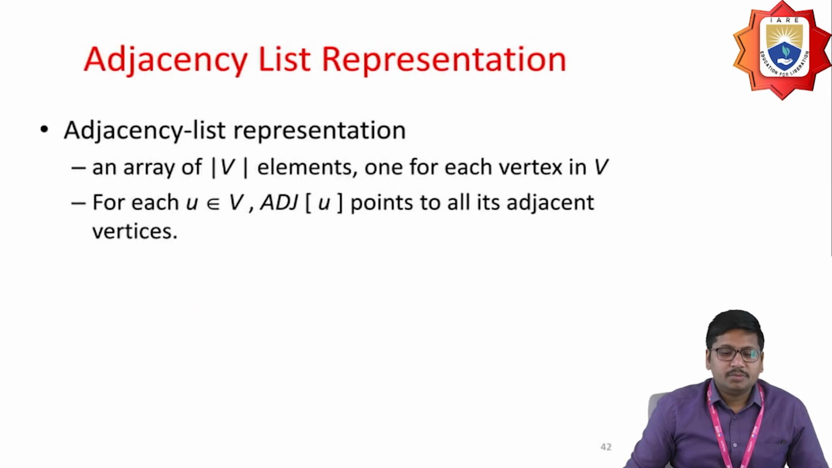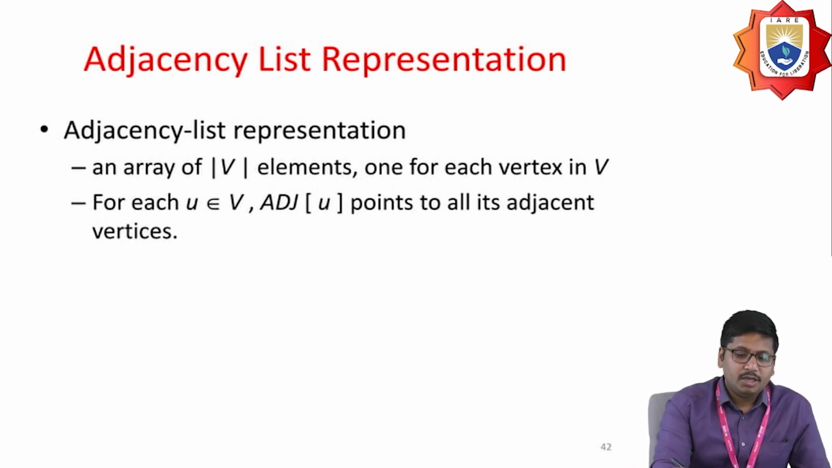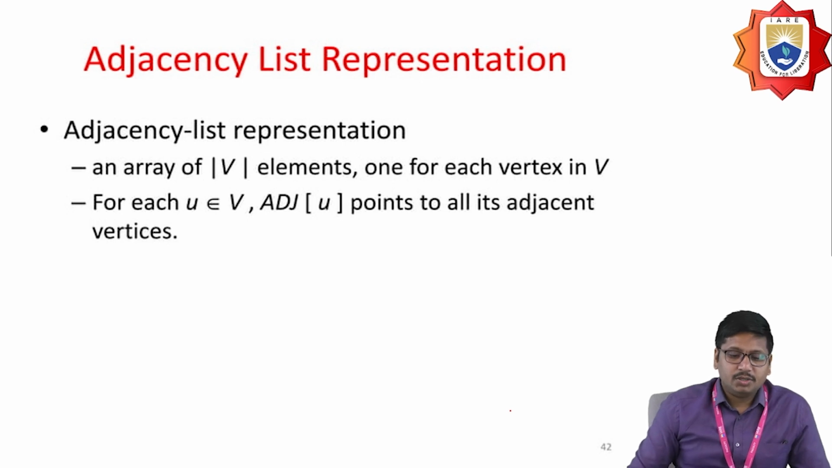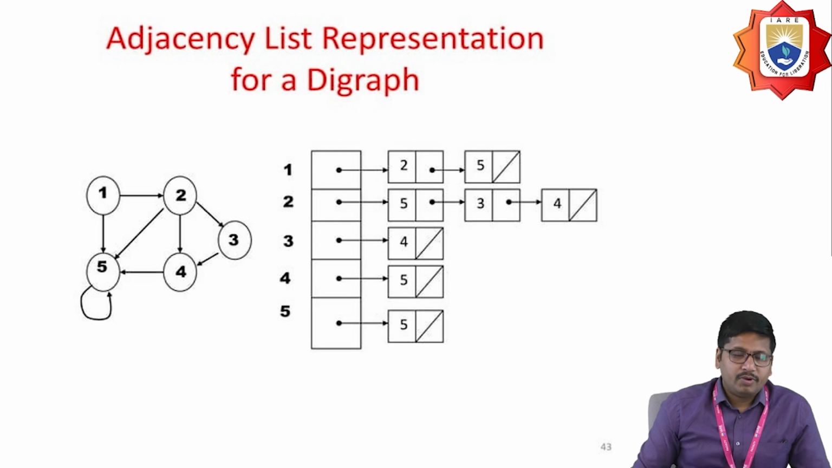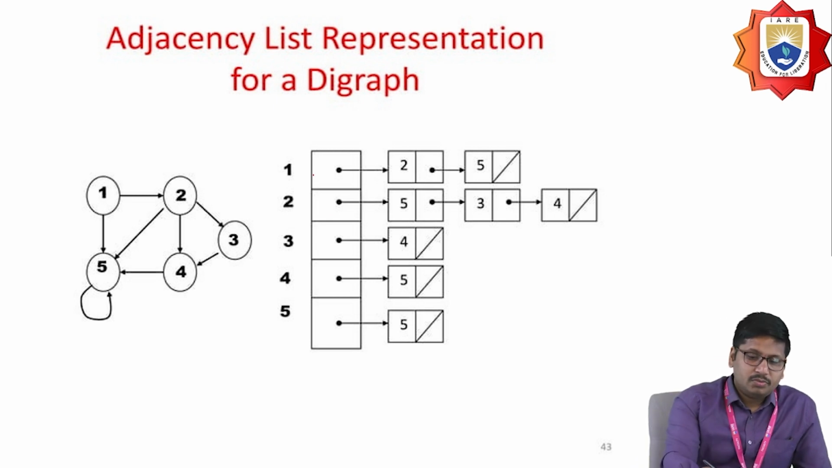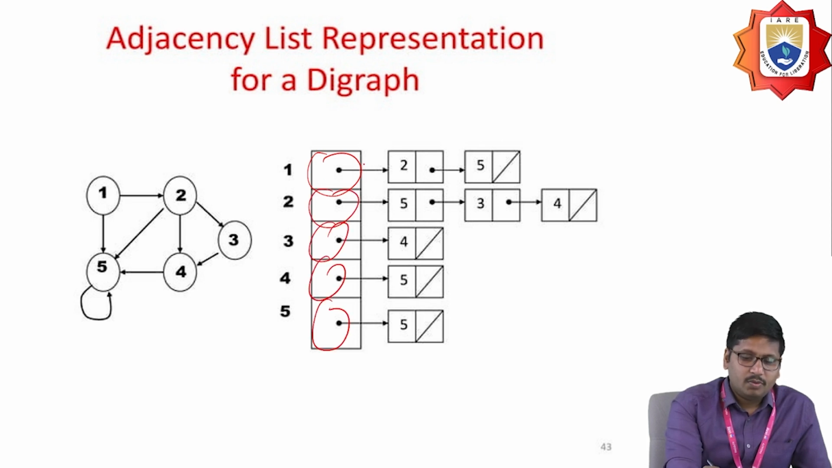Next one is adjacency list representation. So here it should be the array of mod V elements, one for each element in V. So for each vertex U in V, the adjacent vertices are listed. So if I have a graph like this, I have the set of vertices 1, 2, 3, 4, and then 5. And the vertices that are connected from 1 are 2 and then 5. So 2 and 5 are going to be listed. And similarly for vertex 2, 3, 4, and then 5 are there. So 3, 4, 5 are the vertices that are going to be connected.